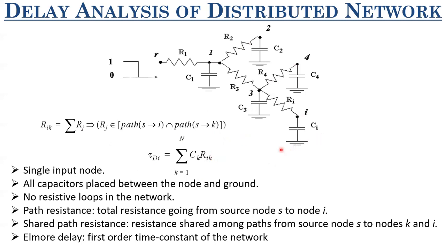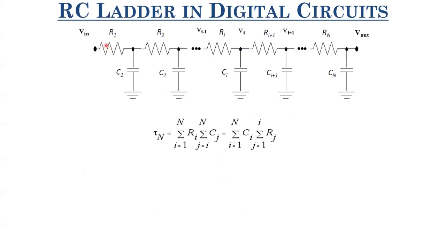So now let us see what exactly is the case in digital circuits. In digital circuits, typically we don't have this branching. For digital circuits, we don't have this tree kind of structure. What we have are these ladder kind of structures. So you have R1, C1, R2, C2, R3, C3, and so on, between Vin and Vout, right? So if you want to find the effective time constant of this load Cn, that comes out as the summation over i from 1 to n of Ri, times the summation over j from i to n of Cj.